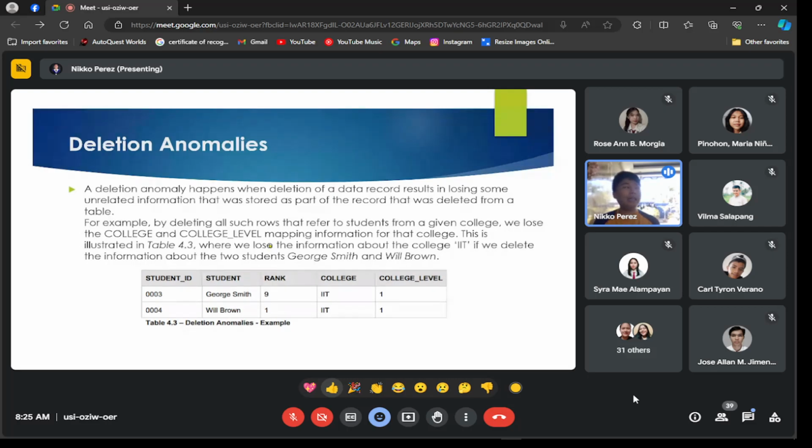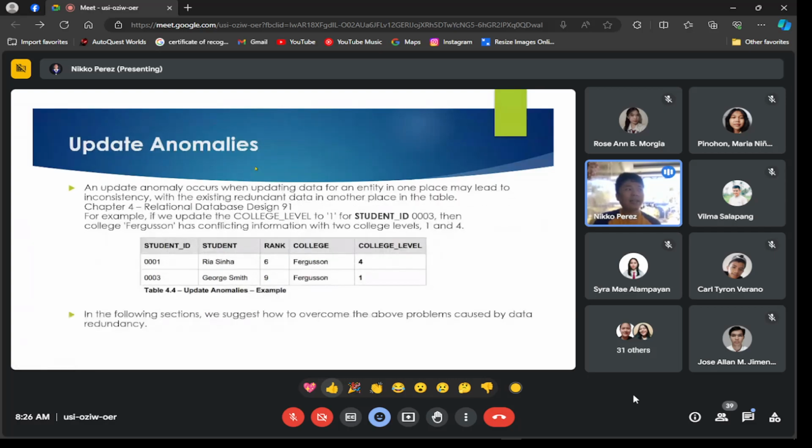Because if you want to delete data for the student, then the other table will get affected. So that's the concern of these anomalies. So I think we can proceed with the last anomaly, which is the update anomaly. This is another anomaly in our database design. Let's talk about the update anomaly.